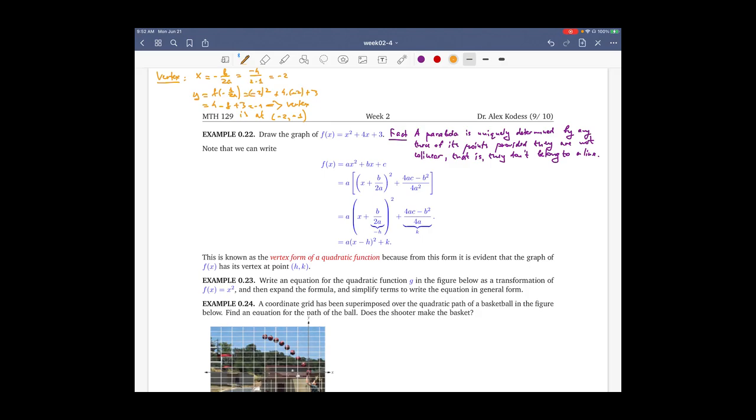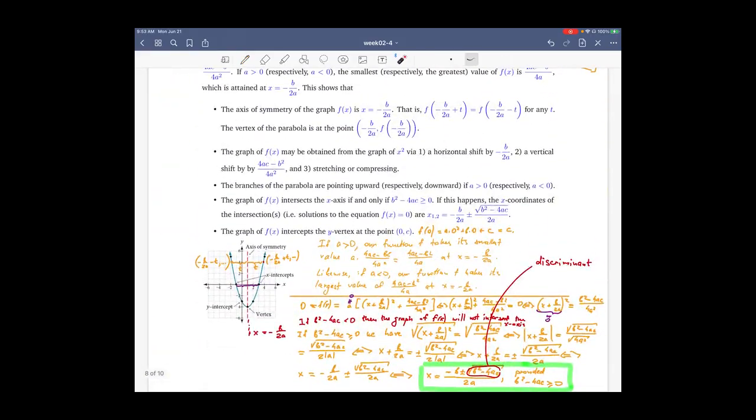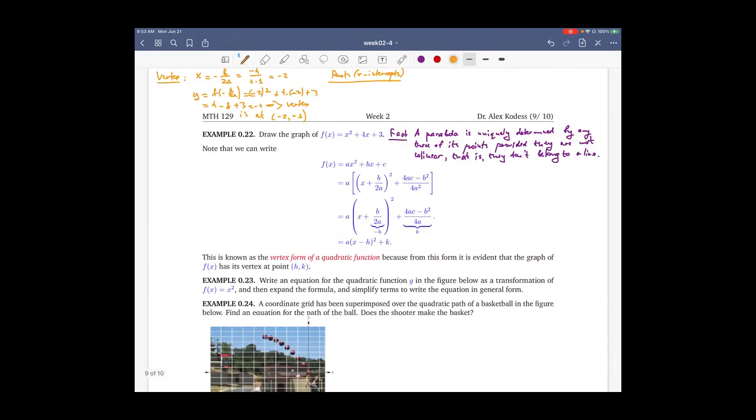Let us see if the equation has roots. Roots will determine the x-intercepts. You can use the formula that we just derived. That's one way.